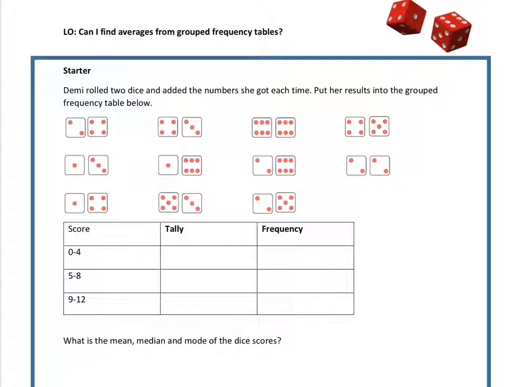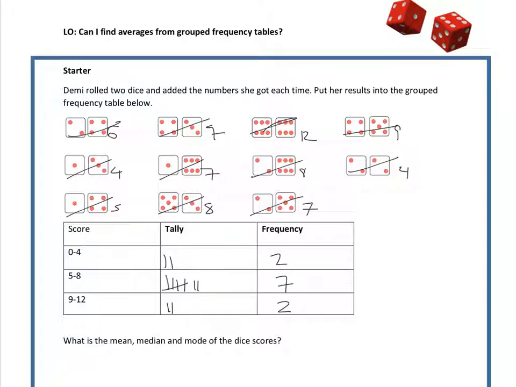So hopefully you had a go at those questions there. I'm going to give you the answers for each one. The dice scores, you just need to add them up. So this one was 6, so that goes in this score range here. So we're going to give that a tally of 1. So we've done that one. I'll go through the rest.